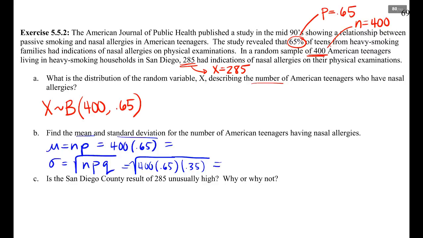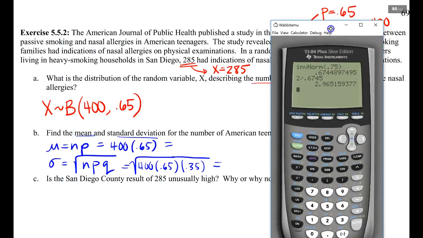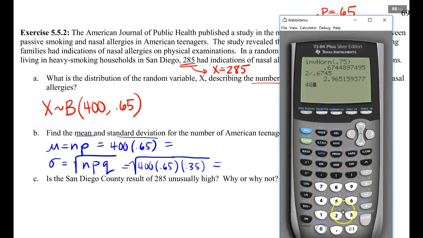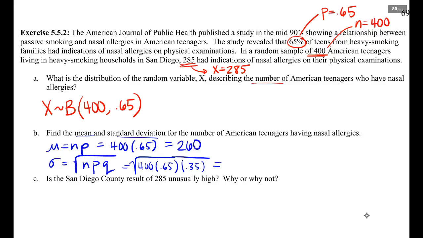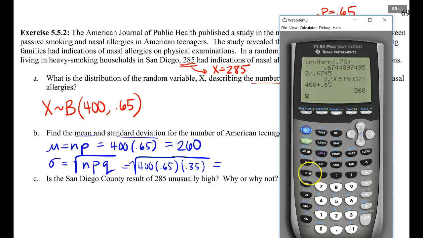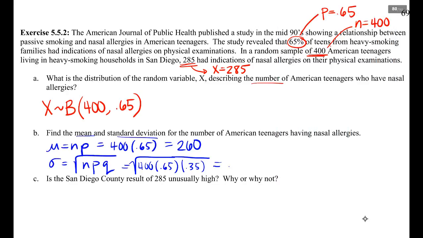So I'm going to bust out my calculator and get us both of these values really quick. 400 times 0.65, looks like we get 260. And for the square root of 400 times 0.65 times 0.35, we get 9.5394.